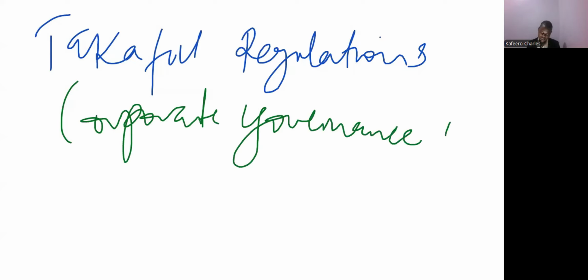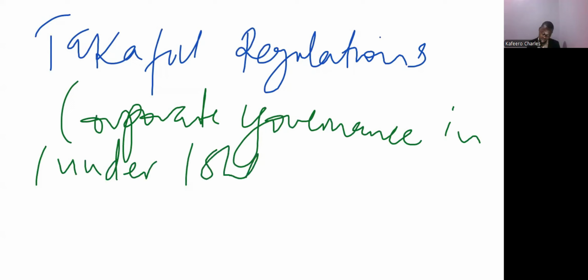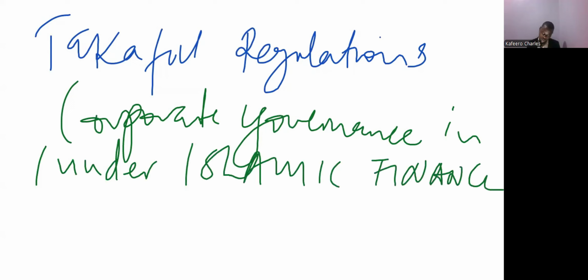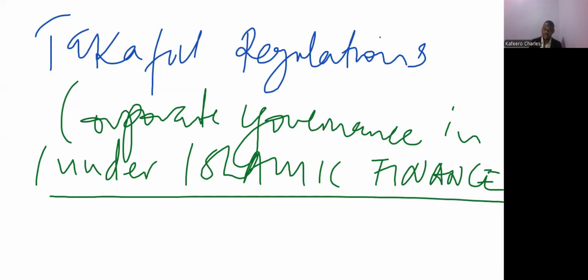Corporate governance under Islamic finance. We haven't started the topic for corporate governance and ethics, but we want to look at how the institutions are going to be managed. Because corporate governance is all about managing the organization, and that's it. How the organization is managed.